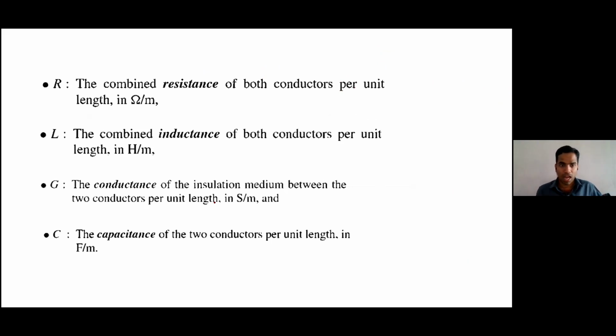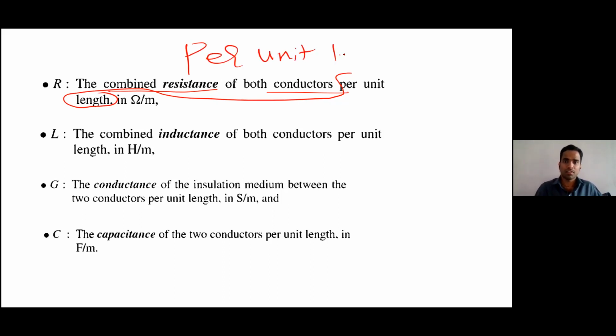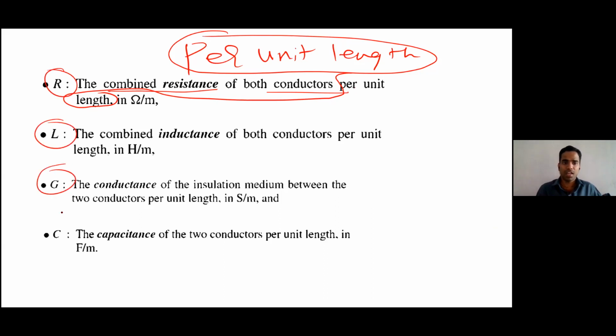So the R here is basically the combined resistance of both the conductors, but this phrase is very important: per unit length. All the constants, the R, L, G, and C, are defined per unit length, not for the entire line. That is the difference between the lumped component and distributed component. R, the unit is ohm per meter.